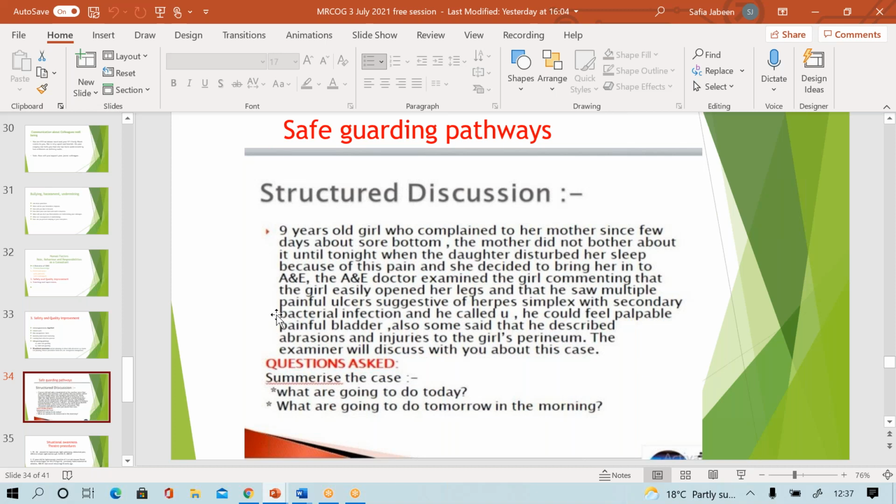Immediate concern. Just forget what people are telling you or what it should be. Just try to think naturally. You see a small 9-year-old girl coming to A&E, you are called to see her and she has genital herpes. Obviously, two things immediately come to mind. Oh gosh, 9 years old, genital herpes, sexually transmitted infection. This girl is being sexually abused.